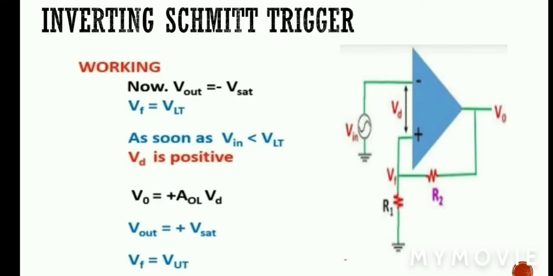Now output voltage is minus V saturation and again Vf becomes VLT. As soon as Vin becomes smaller than VLT, now VLT is greater than Vin and VLT is at the non-inverting terminal of the operational amplifier. So VD becomes positive. Since VD is positive, output voltage is also positive and output voltage goes to positive V saturation level. Now Vf becomes VUT. So this process continues like this.